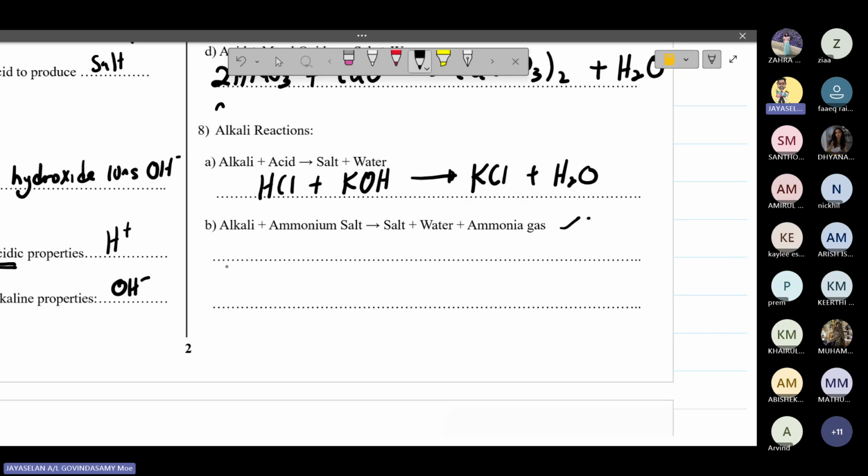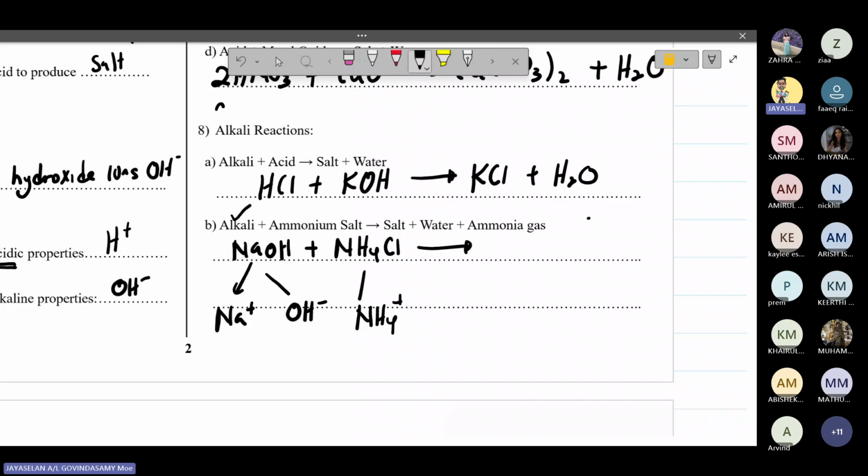Okay, I take one example here. Sodium hydroxide alkali, ammonium salt NH4Cl. What product you guys will get? Take out the ion. Na positive, OH negative, NH4 positive, Cl negative. Ini dengan ini join, you will get NaCl, salt. Okay, then padam. Padam eh? Okay, now this and this join.